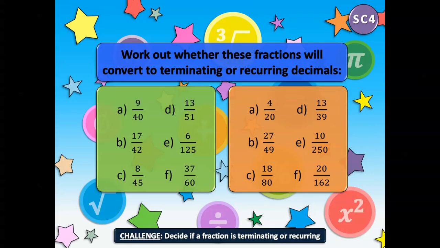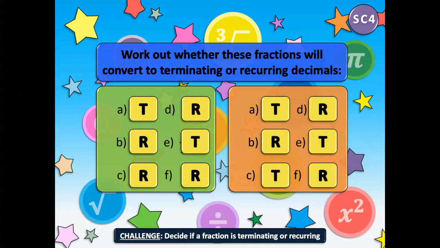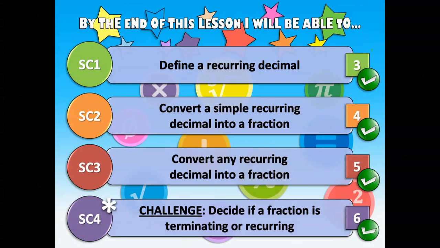Here are some questions for you to have a go at. Pause the video, and when you're ready to mark your work, press play. Here are your answers. So there's your green answers, and there's your amber answers. And now we've completed success criteria 4.